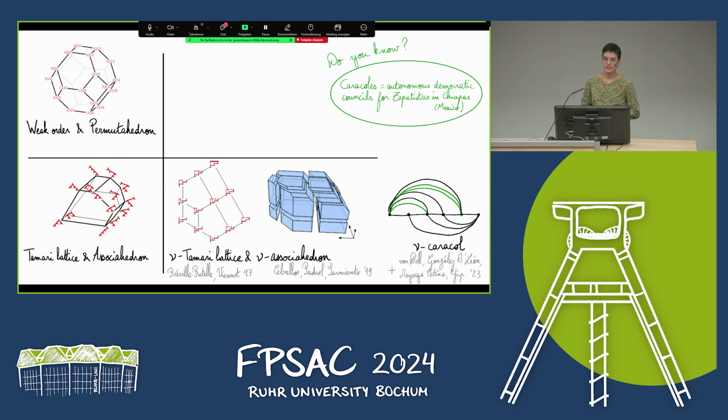Another realization was given by von Bell, González de Leon, Mayorga, Cetina, and Yip. This time, the Hasse diagram of the nu-Tamari lattice is the dual graph of a certain triangulation of a flow polytope of this graph, which they called the nu-caracol graph, where caracol means snail in Spanish. The parameter nu gives the number of these green source edges. And the question raised by Ceballos and Pons 5 years ago is: is there a similar generalization as the nu-Tamari lattice, but for the weak order and permutahedron?